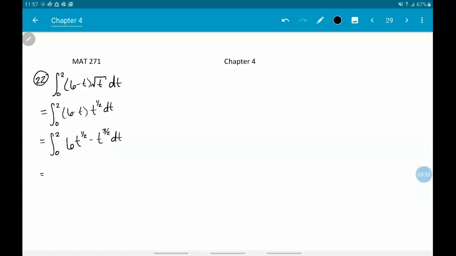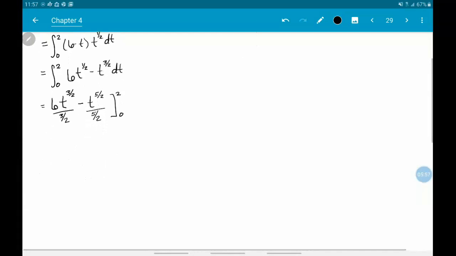So we're going to integrate each piece separately. This is going to be the power rule. We're going to add 1 to the exponent, and then we're going to divide by that new exponent. Same thing here. Add 1 to the exponent, divide by the new exponent. And we're evaluating from 0 to 2.